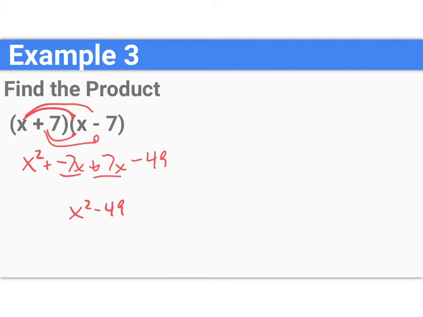And this is the product when you're multiplying a difference of squares, where one number is added and one number is subtracted. And so those were our examples. Work on the practice problems, and I will see you at the end of the video for a recap.